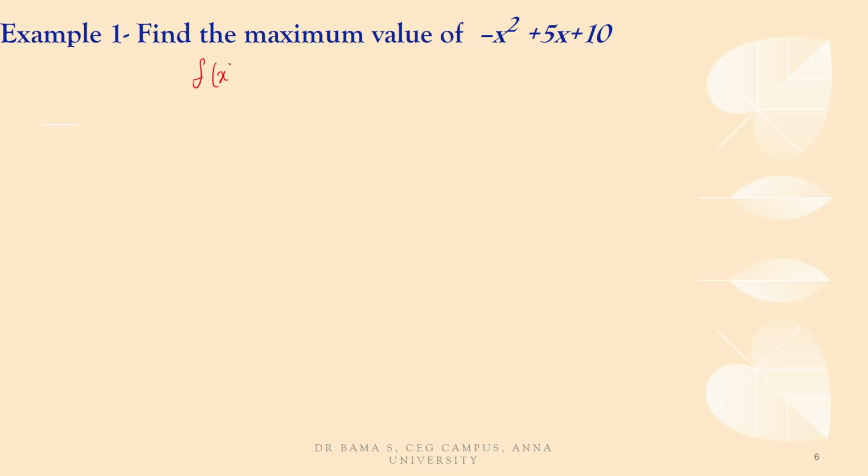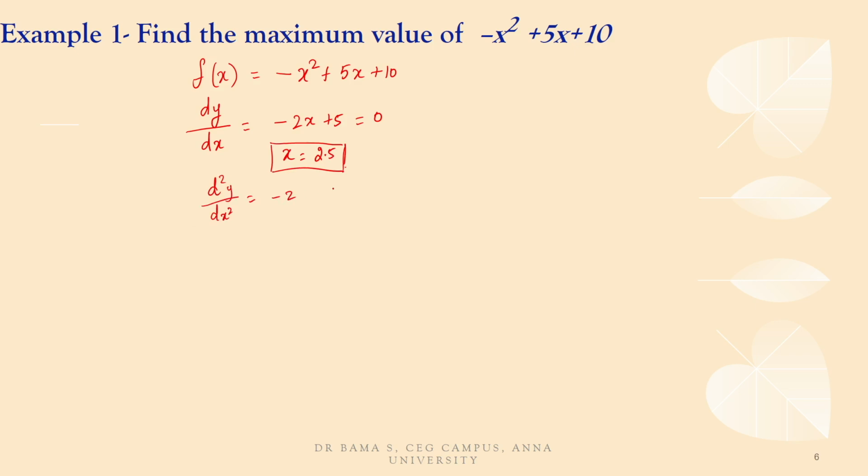Suppose f of x is given as minus x squared plus 5x plus 10. To find the maximum value, we take the differentiation of it. dy by dx is equal to minus 2x plus 5 equal to 0. So x we will get as 2.5. And d squared y by dx squared will be minus 2. Therefore, if x is substituted, we get the maximum value.